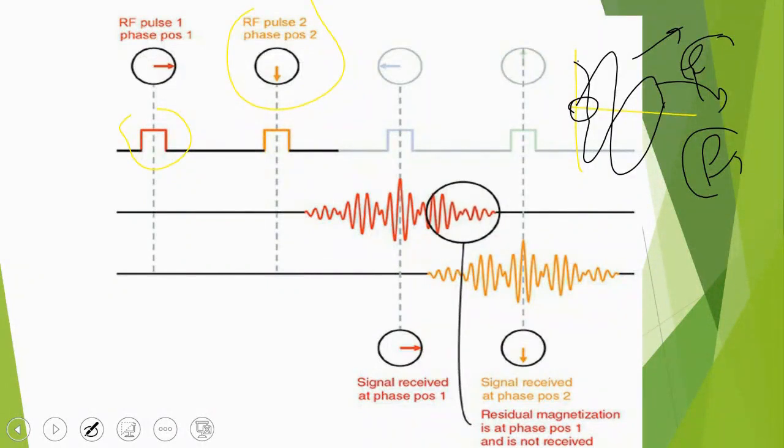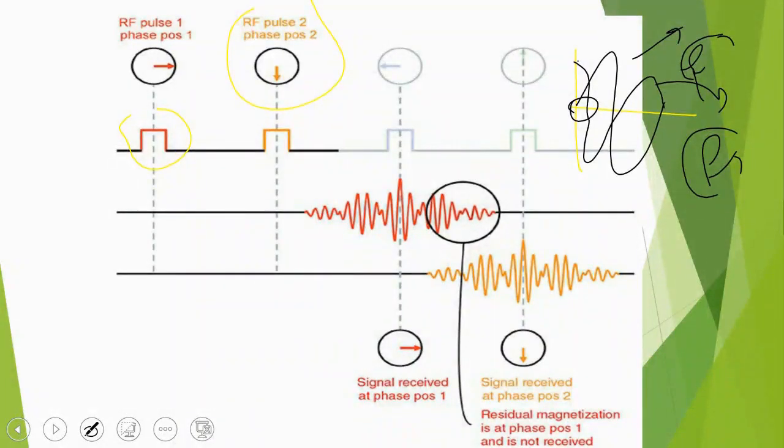When you apply the second RF pulse, you still have some transverse left because the time is short. So when you detect the signal from the second RF pulse, the transverse gives you a signal and the longitudinal gives you a signal. You want to completely eliminate that transverse and make your image dependent only on T1. So we understood the problem. The problem is clear now.